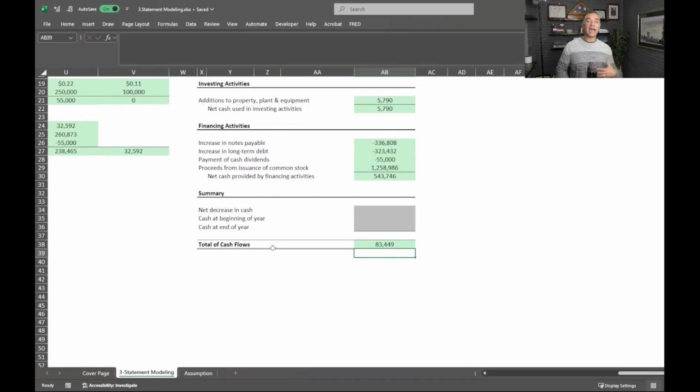How much do we add to our free cash flow is 83,449. Again, the income statement does not tell the whole picture, the whole story. We have to find out through the cash flow statement to see how much cash do we really have.